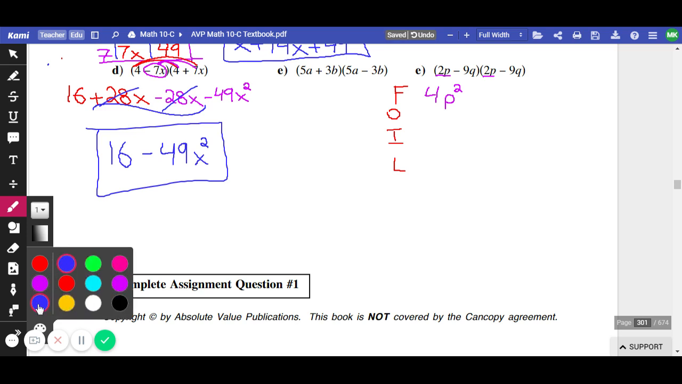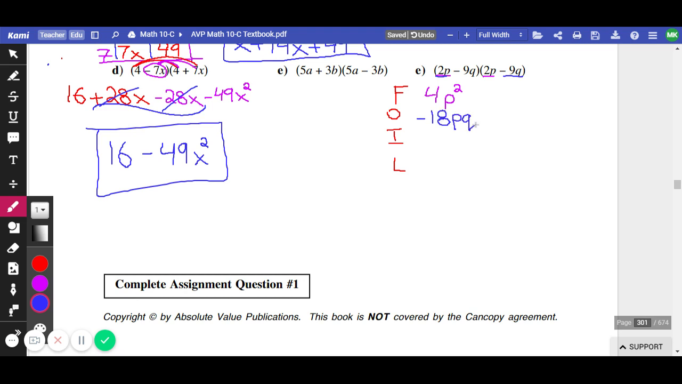O stands for outside. I like to think of it as like a sandwich. So you're talking about the outsides of the sandwich. This is my sandwich, the outside's here and here. That'd be negative 18p cubed. I means the inside of the sandwich. So if we're talking about inside of the sandwich, that would be right here and right here, which is another negative 18p cubed.